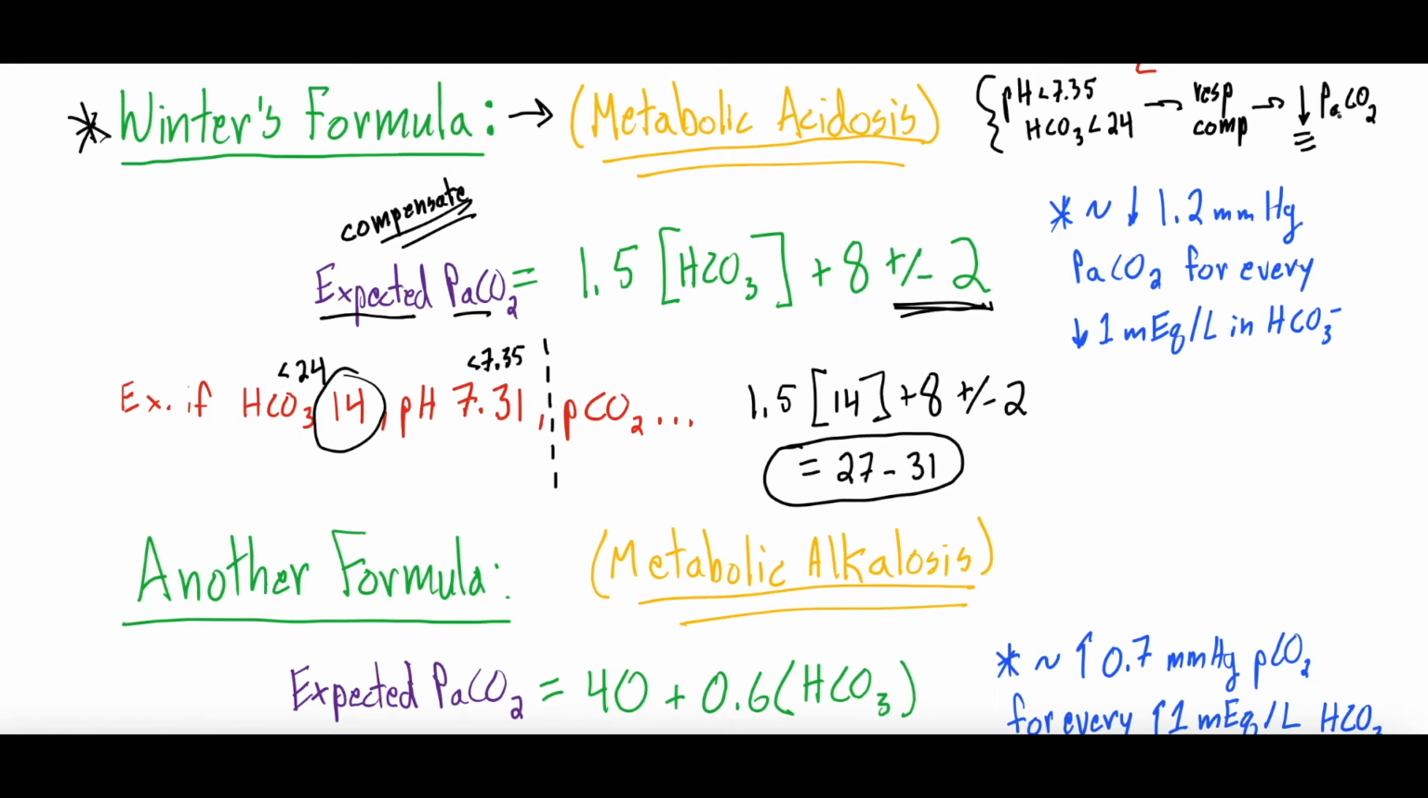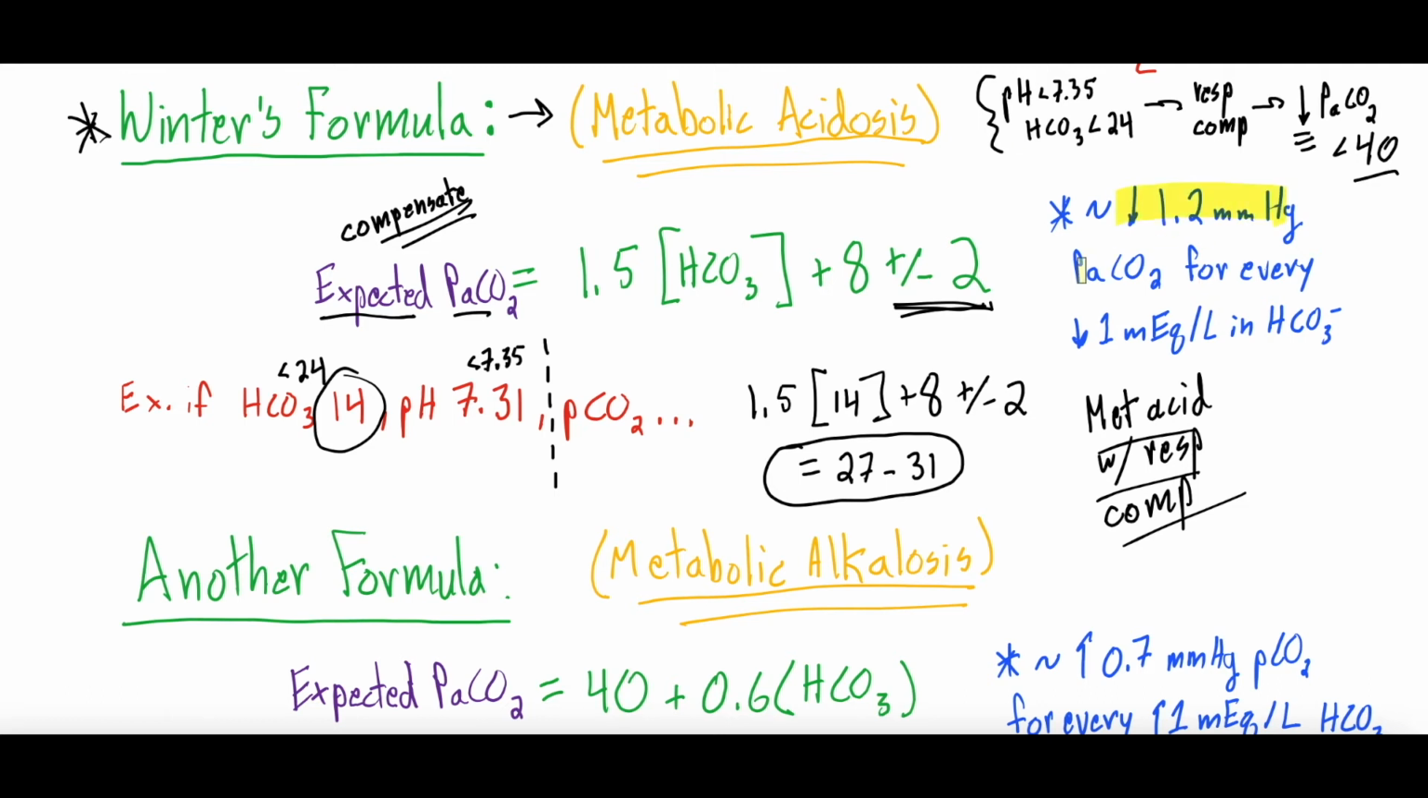And as we said, a decreased PCO2, which is less than 40, would be a respiratory compensation. And if that PCO2 comes back on the arterial blood gas between 27 and 31, then what you have is a metabolic acidosis with appropriate respiratory compensation. All right? This results in about a decrease of 1.2 millimeters of mercury in the carbon dioxide level for every decrease of 1 in the bicarbonate level. So that's a little cheat if you didn't want to do the whole equation.